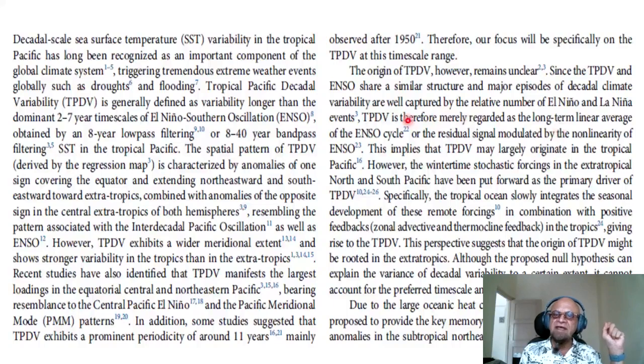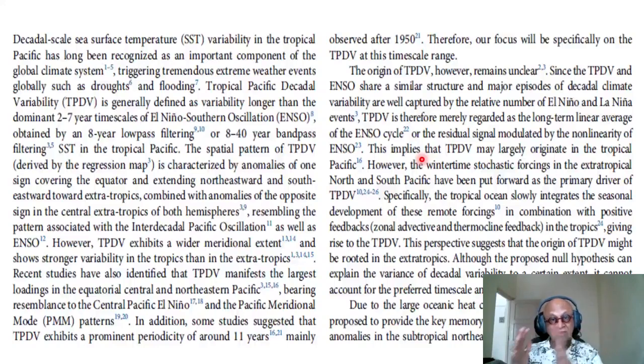Since the TPDV and ENSO share a similar structure and major episodes of decadal climate variability are well captured by the relative number of El Nino and La Nina events, TPDV therefore is merely regarded as the long-term linear average of the ENSO cycle, or the residual signal modulated by the nonlinearity of ENSO. So basically, El Nino and La Nina patterns are not exactly the same when you superpose them.